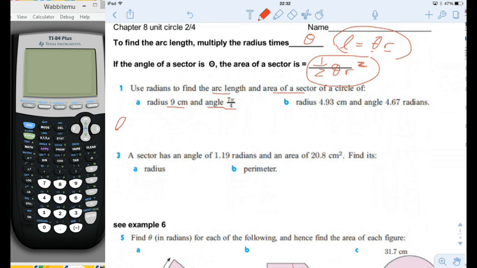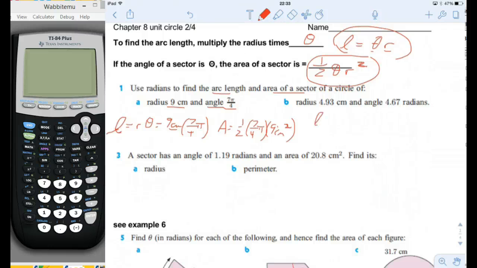So first is arc length. L equals r theta, right? So in this case, it would be 9 centimeters times angle 7/4 pi. Okay, so we would just multiply that out, and we would get a length, which would be in centimeters. Okay, now the area of a sector we would give as area equals 1/2, and the theta would be 7/4 pi times r squared, which is 9 centimeters squared. Okay, and then if we multiply that out, we'll get a quantity in centimeters squared, which is an area.